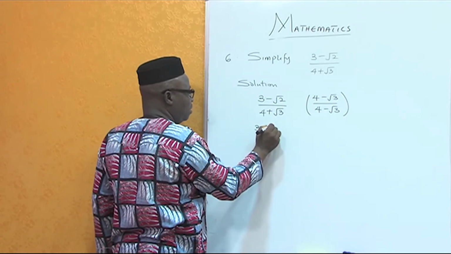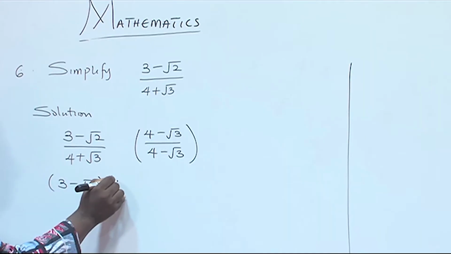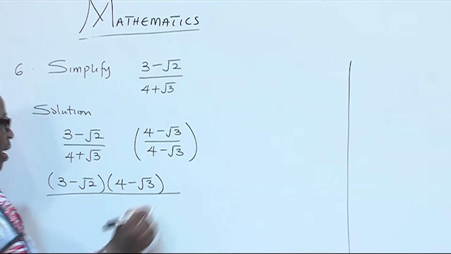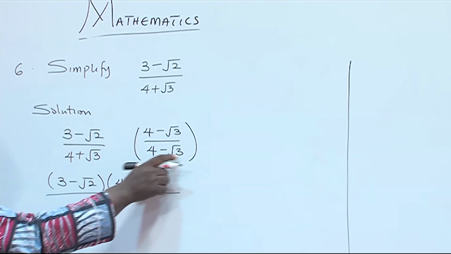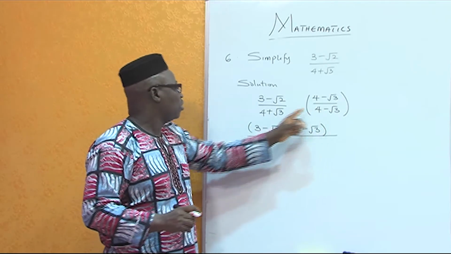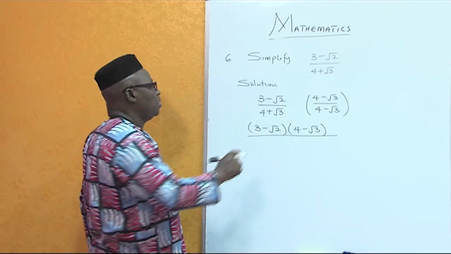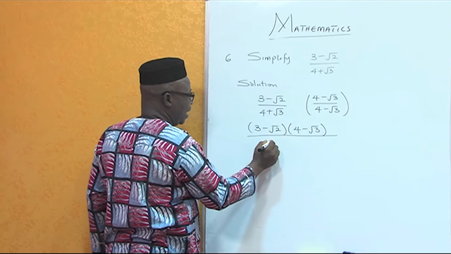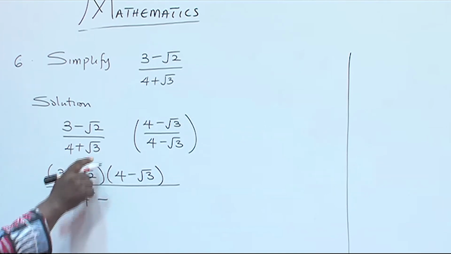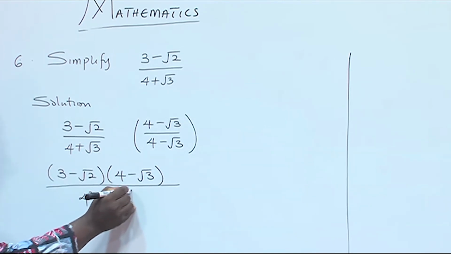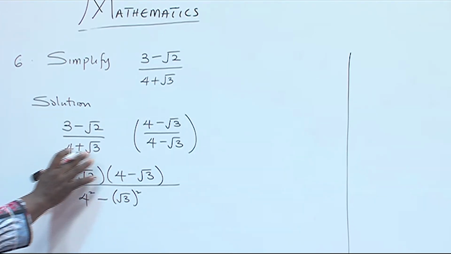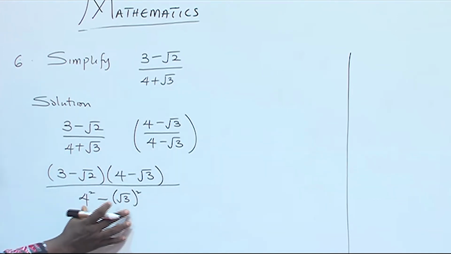That is, we have 3 minus root 2 multiplying 4 minus root 3, all divided by 4 plus root 3 multiplying 4 minus root 3. If you look at this, we have the expansion of difference of two squares. So instead of doing an elaborate work here, I can write this to be 4 squared, that is the square of the 4. It will always be minus, then root 3 squared. If you multiply this with this, the denominator, you get this.